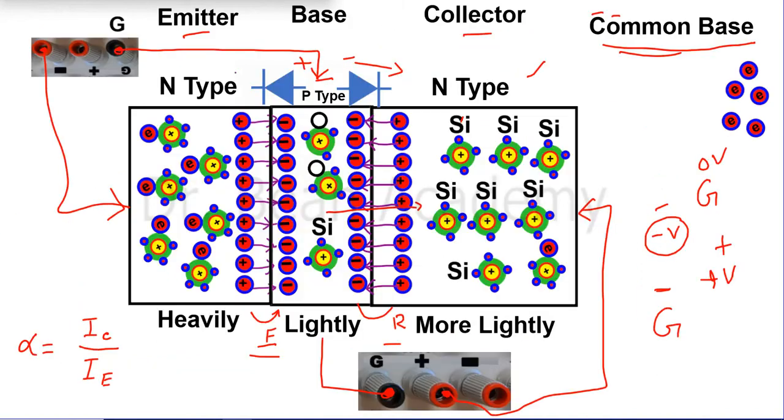Another ratio which we learned is alpha, which is collector current divided by emitter current, because in this mode the transistor is operating in common base mode. If base is common, of course, then we just want to calculate the ratio of collector current divided by the input current, which in this case is emitter current. So IC over IE, which is alpha.